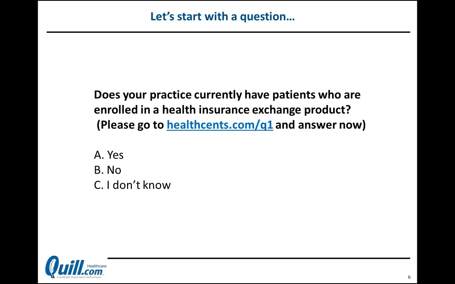This is a team sport, folks, where I'd like you to participate in real time. The way you do this is you go to healthsense.com/Q1, opening up another window on your browser, or go to another browser, and you will see this exact question. Simply pick the radio button for yes, no, or I don't know. All we're trying to determine here is, of those who are participating today, does your practice currently have patients who are enrolled in a health exchange product? So are you currently managing health insurance exchange patients?